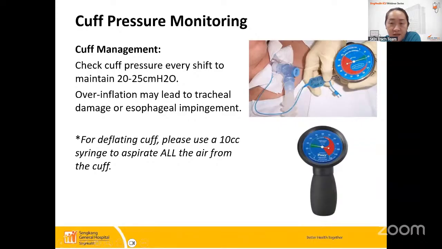For cuffed trach, cuff pressure should be maintained between 20 to 25 cm water. It should be checked using a pressure gauge manometer every shift or when an air leak is suspected. To detect air leak in mechanically ventilated patients, listen for leaking sounds around the tracheostomy. Non-ventilated patients should not be able to vocalize when the cuff is properly inflated. Please report persistent air leak to the physician. Do not overinflate the cuff, as it may lead to tracheal damage or esophageal impingement.